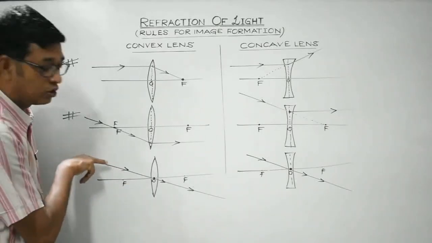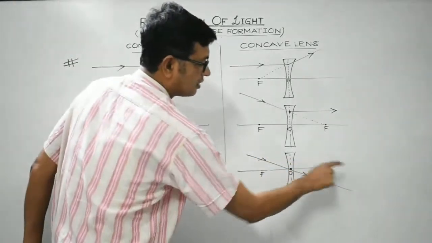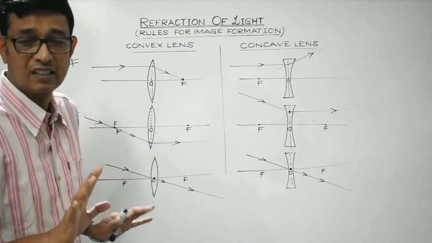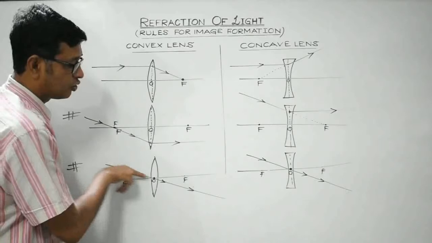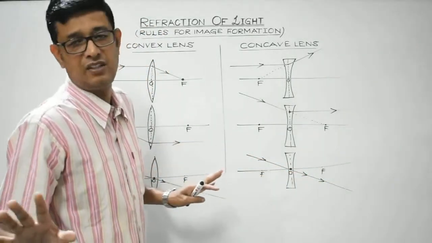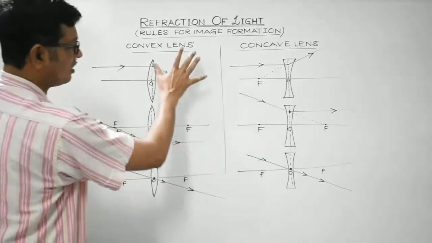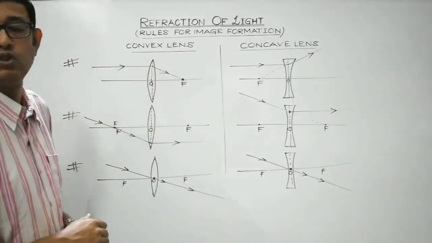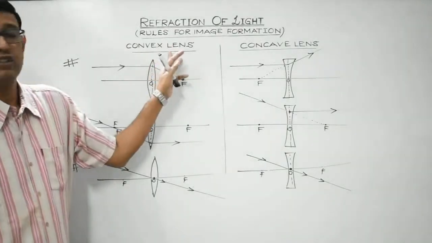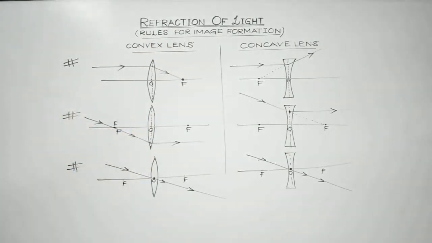Third one, very simple. Incident ray passing through the optical center of the lens will not suffer any sort of deviation in its path. That is, the ray which passes through the optical center of the lens will remain undeviated. So students, these are the three basic rules for the image formation. Now, let's start with the image formation.